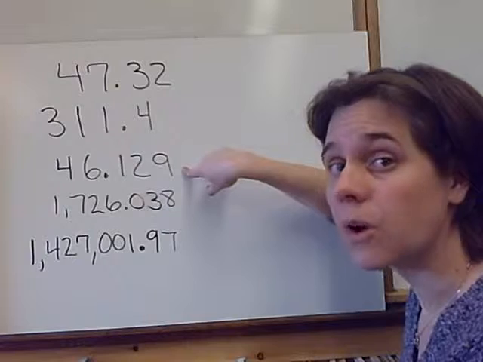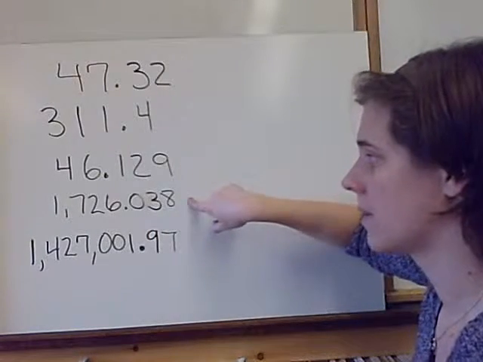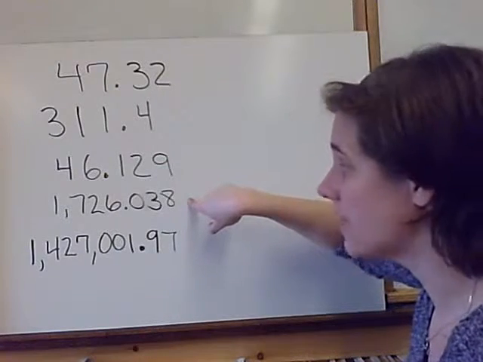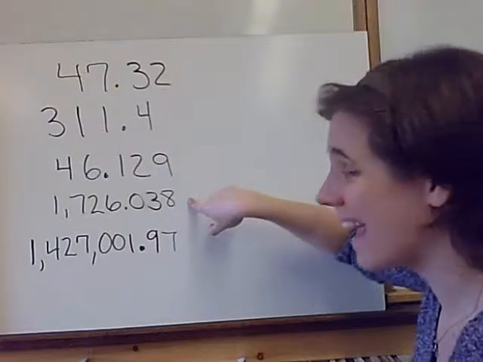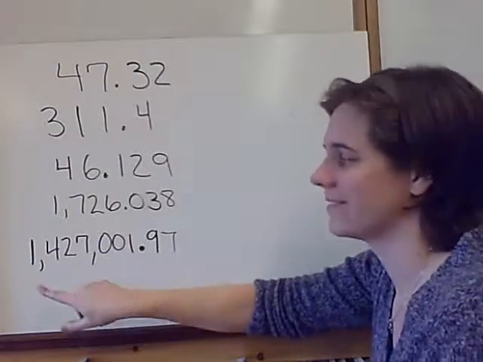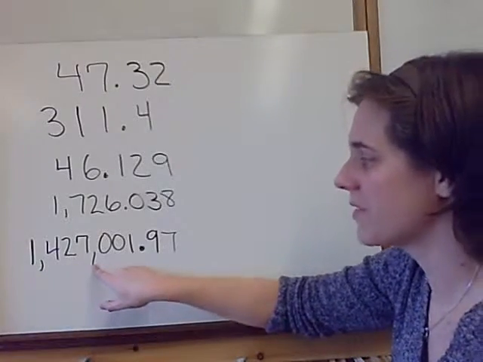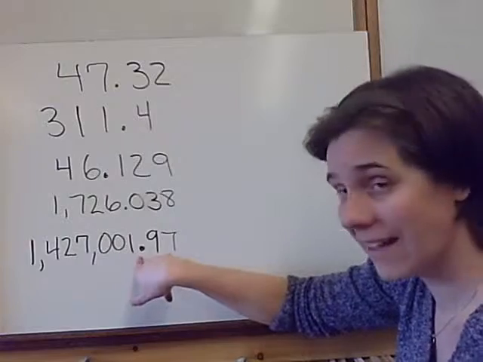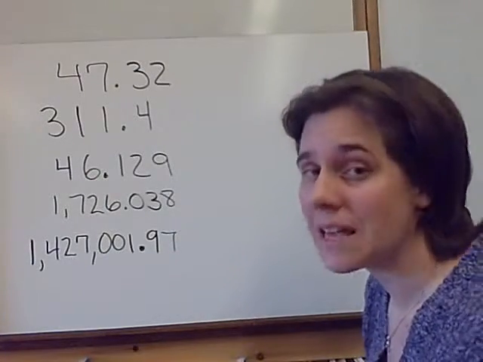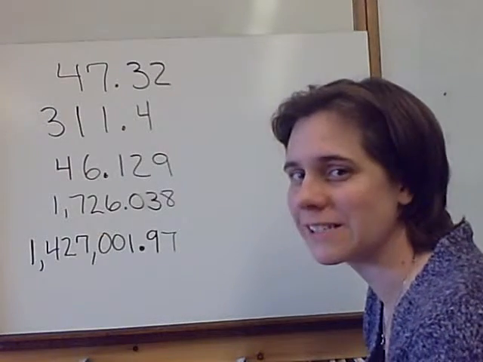46 and 129 thousandths. 1,726 and 38 thousandths. I know, got a little silly here. 1,427,001 and 97 hundredths. Remember to say the name and then name the last place value. You'll be in good hands. Good luck.